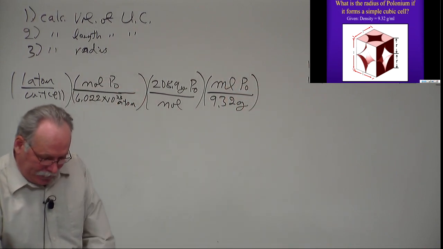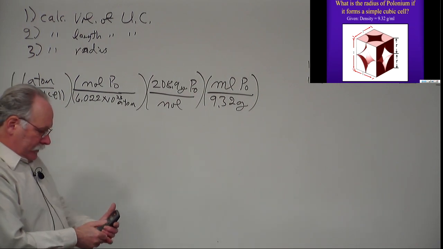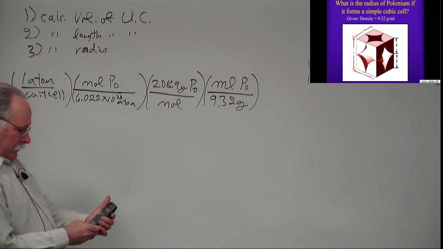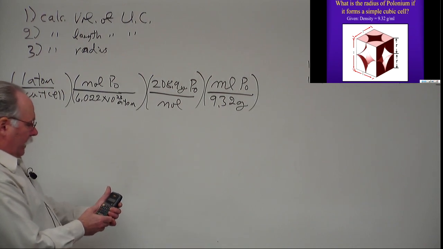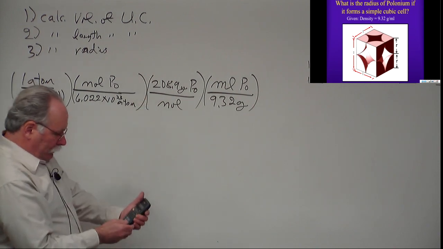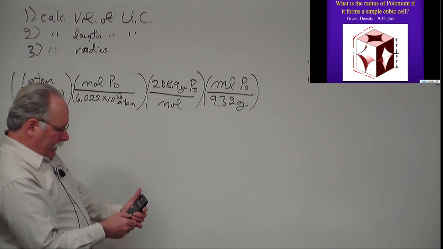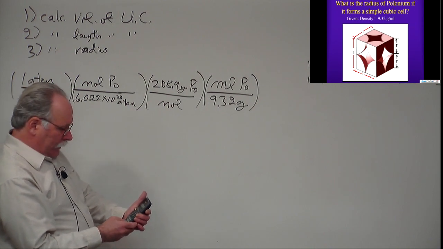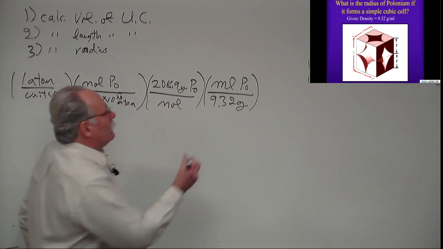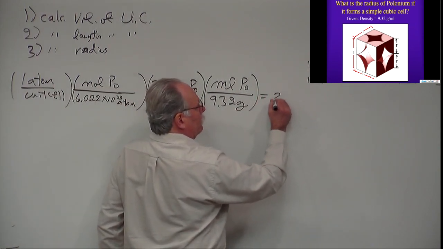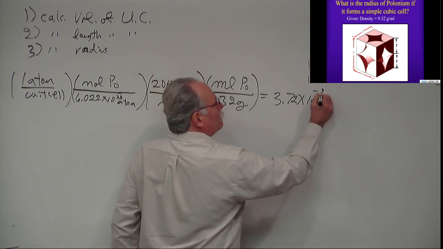Okay, now we get out the calculator, and I notice I have a 1 here, so I'm going to just type in 6.022 EE23 and hit the reciprocal sign. Now I'm going to multiply by 208.9 and divide by 9.32, and this is equal to 3.72 times 10 to the minus 23.